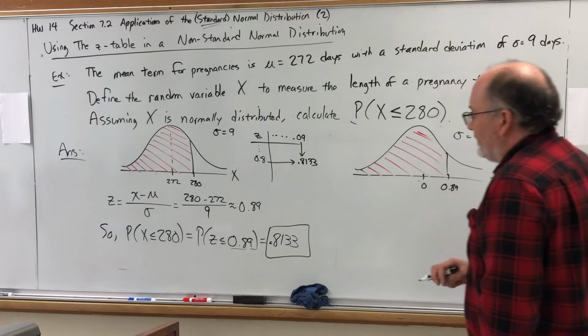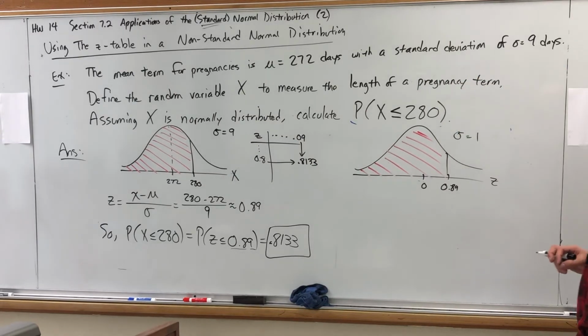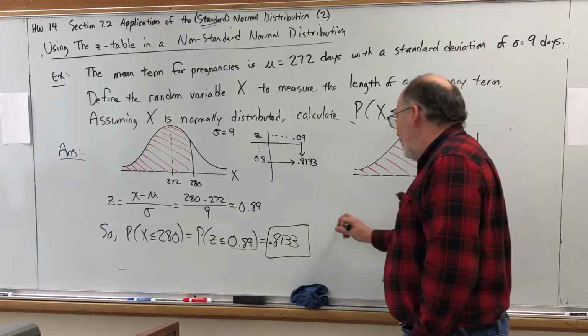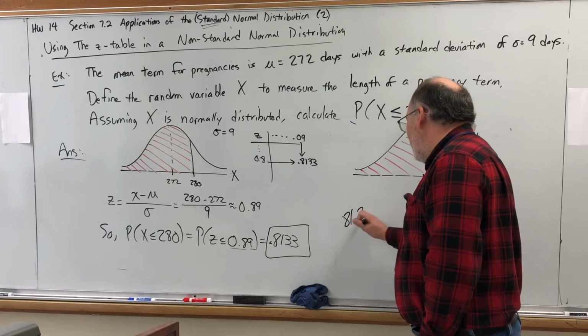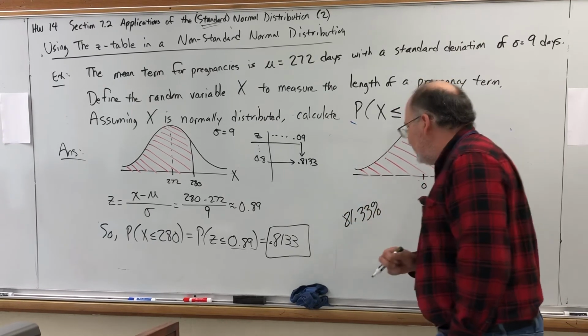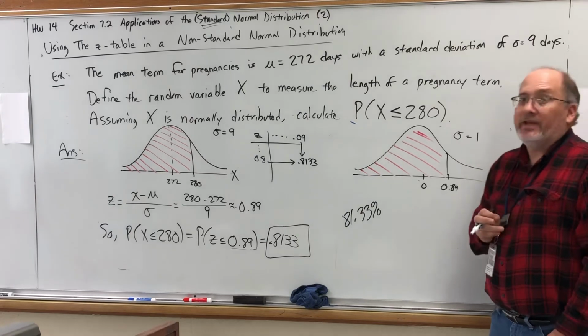So the probability that a pregnancy is 280 days or less is 0.8133. Another way of interpreting that is saying that 81.33% of all pregnancies have a term of 280 days or less.